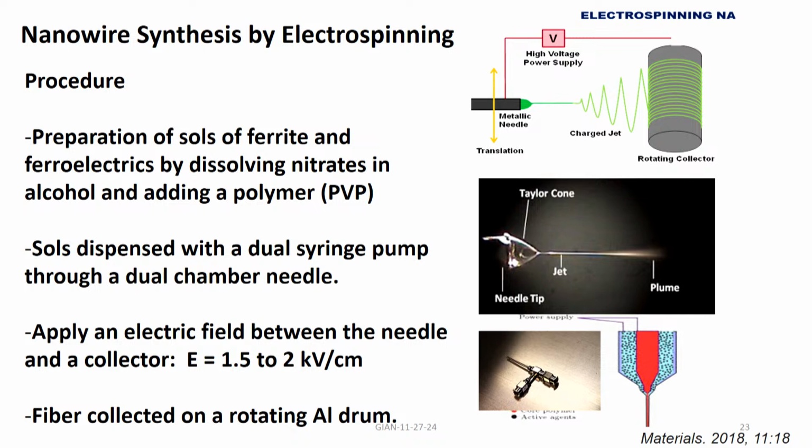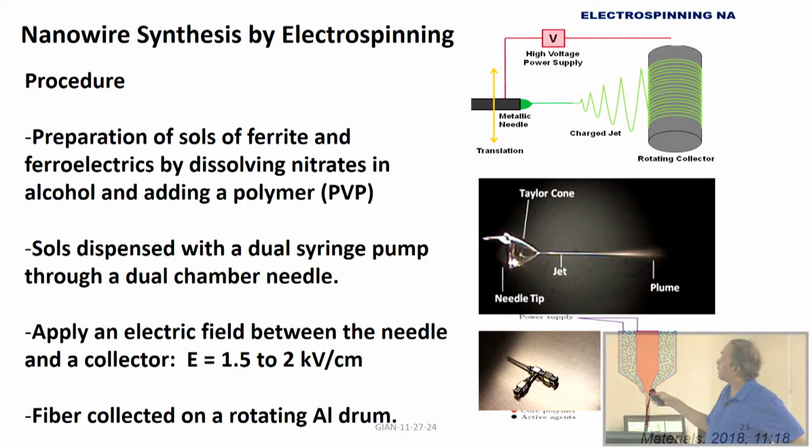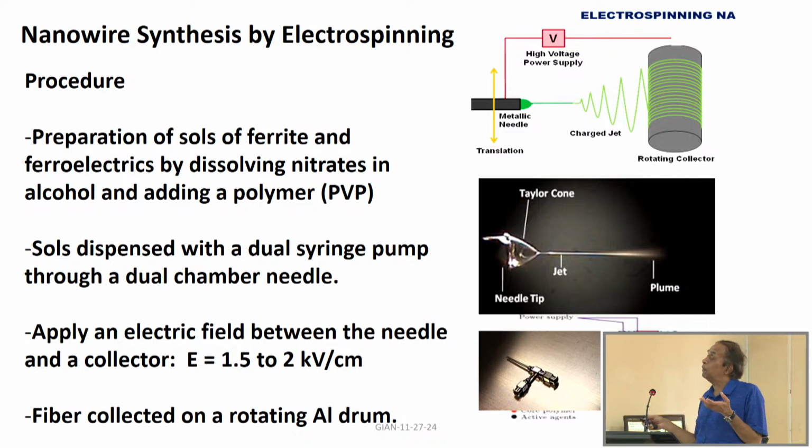Now there is an electric field applied between this needle and a drum made of aluminum. This collects all the fibers. So this is at a positive potential relative to this. This is ground. So you apply 15 to 20 kilovolts for a distance of 10 centimeters. So the electric field is 1.5 to 2 kilovolt per centimeter.